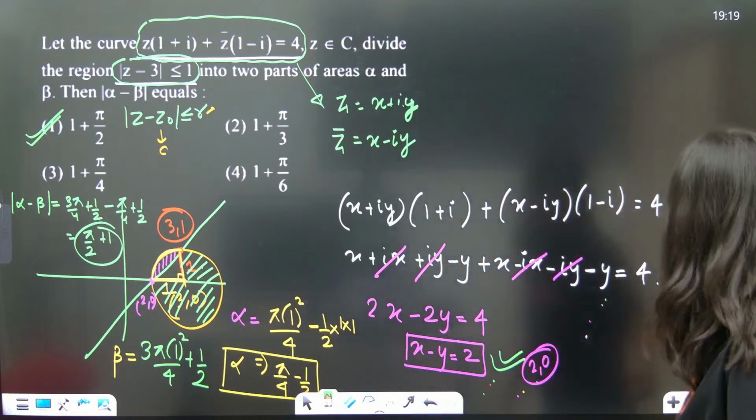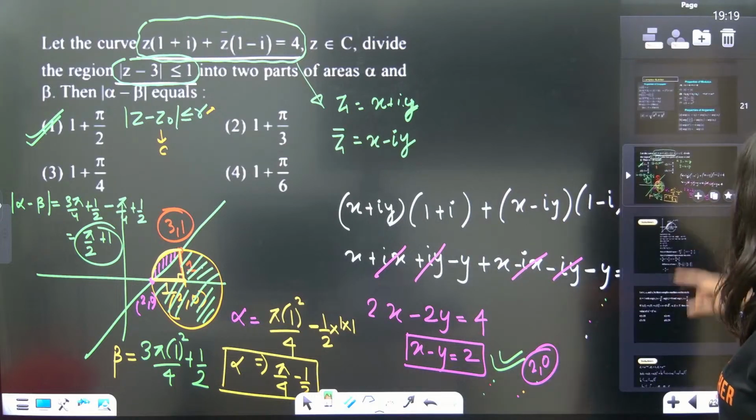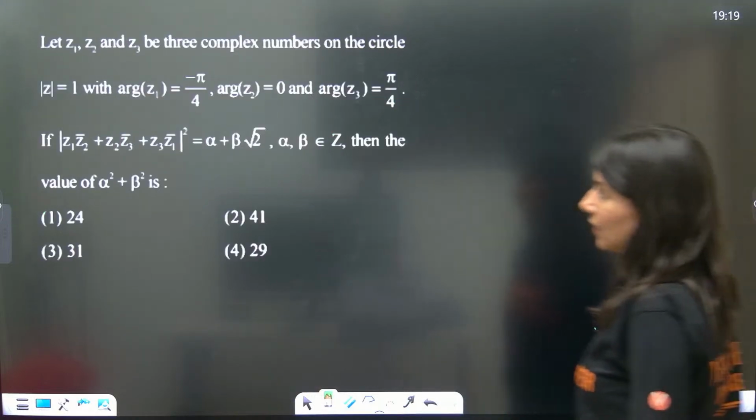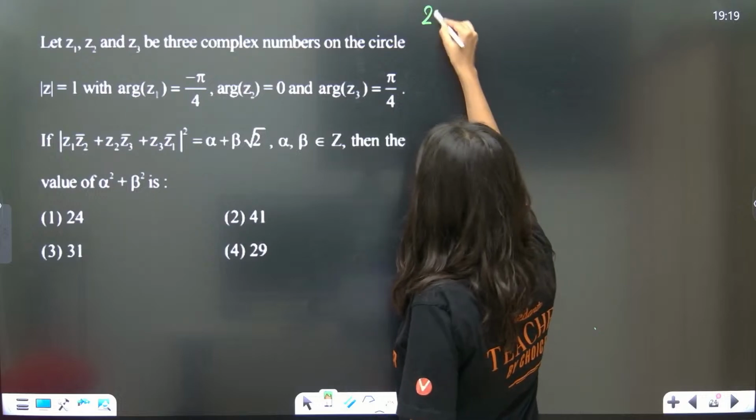Okay. Next question on your screen. Let's see how many of you are able to do it. Now this is again a JEE Main 2025 PYQ.